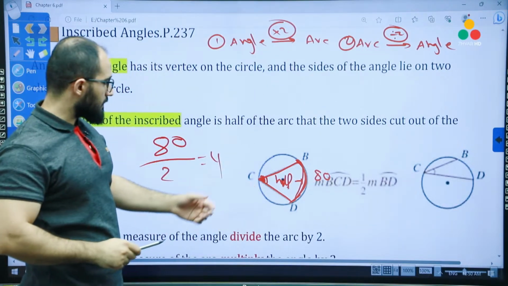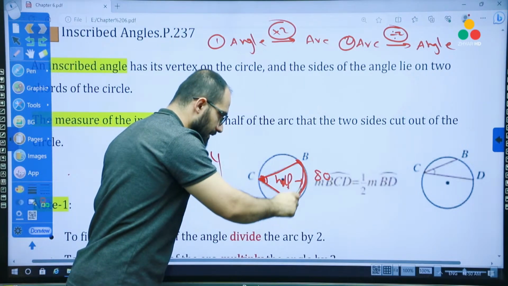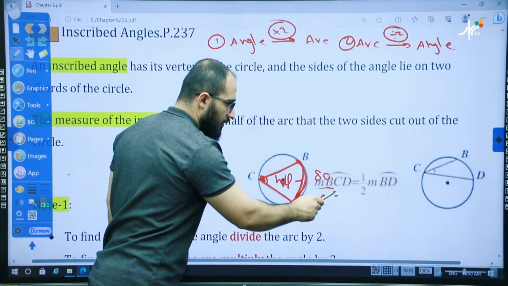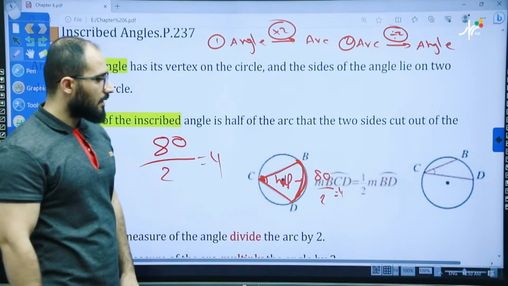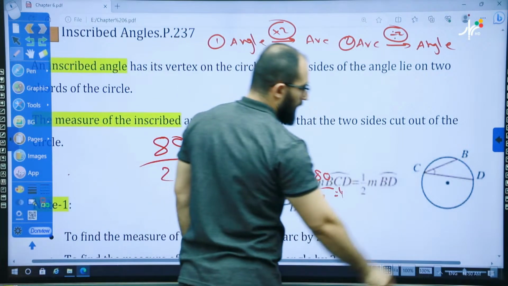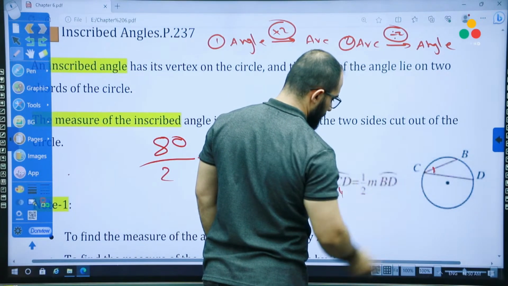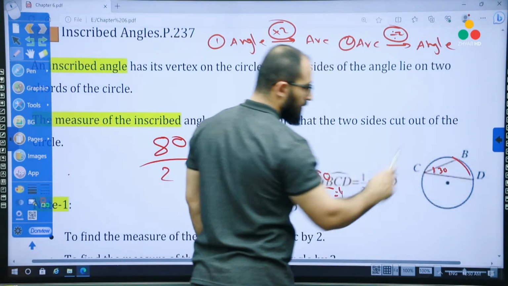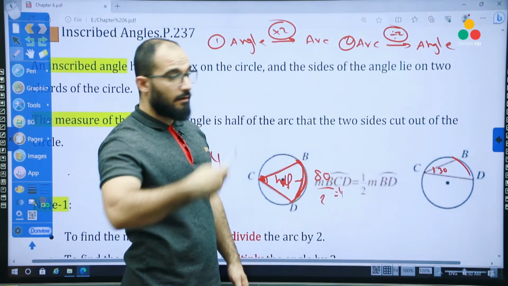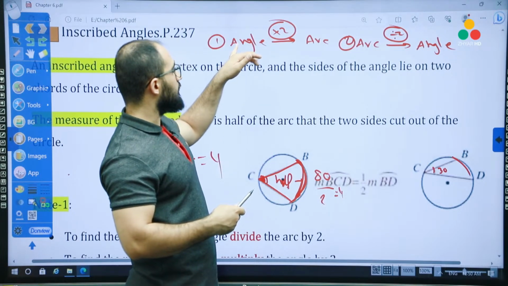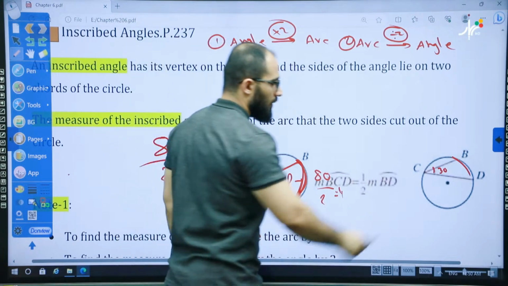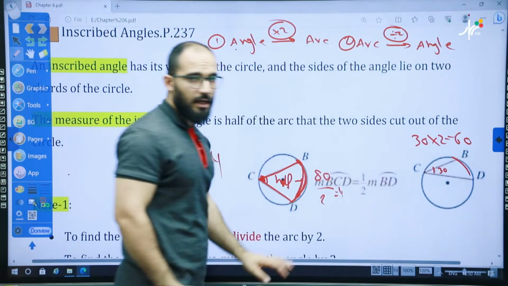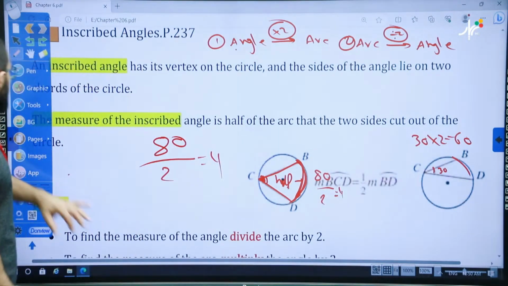As in this example, we say that this arc is AT. To find the angle, divide by 2, equal 40. But if the question says this angle is, let's say, 30, and you want to find the arc, okay, angle is given, find the arc, multiply by 2. So 30 times 2 is equal 60. We will have more examples, inshallah, and we are going to solve them.